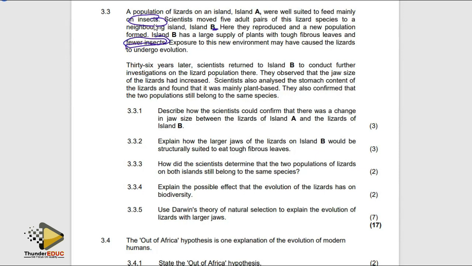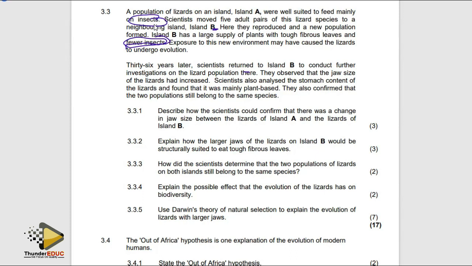Exposure to this new environment may have caused the lizards to undergo evolution. Okay, 63 years later, scientists returned to island B to conduct a further investigation on the lizard population there. They observed that the jaw size of the lizards had increased, and scientists also analyzed the stomach content of the lizards and found that it was mainly plant-based. They confirmed that the two populations still belong to the same species.